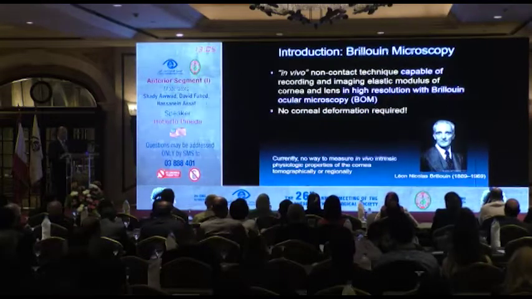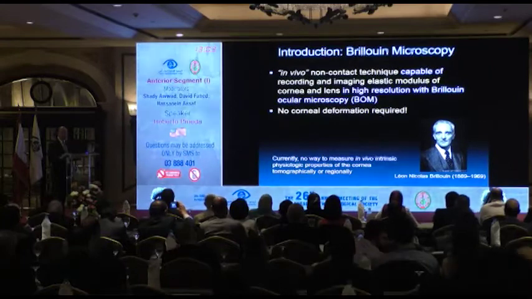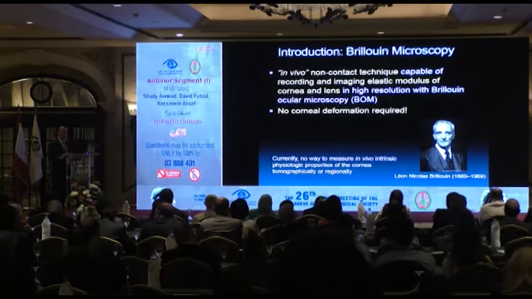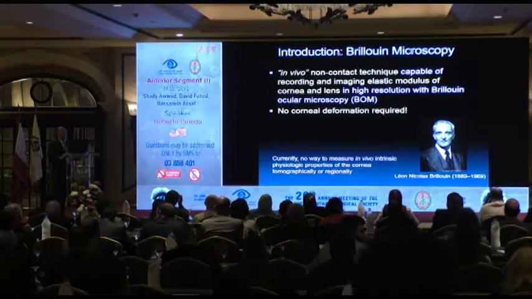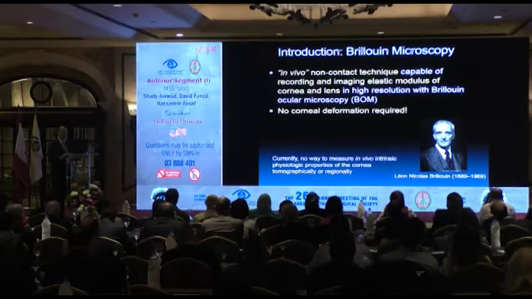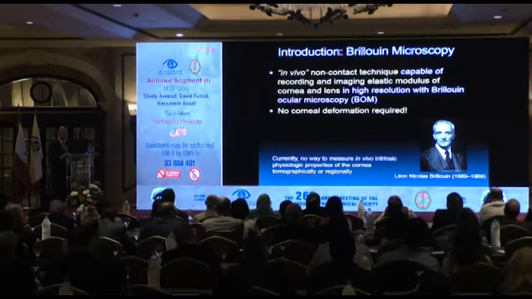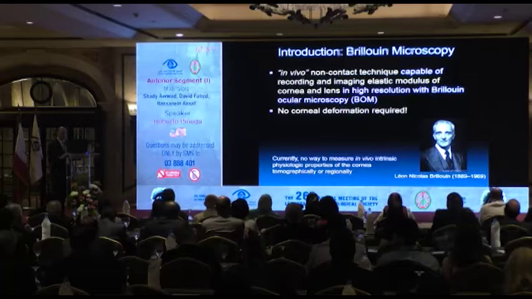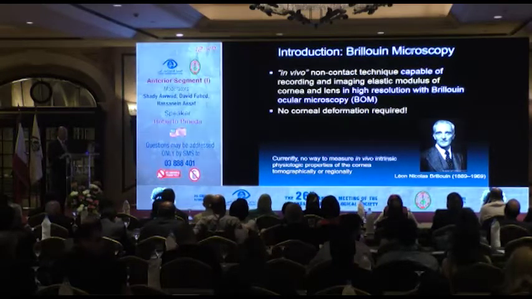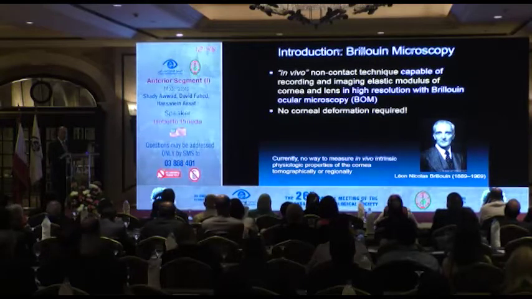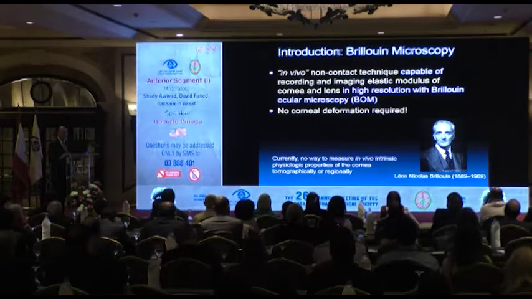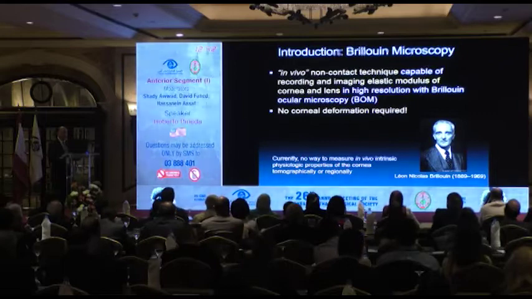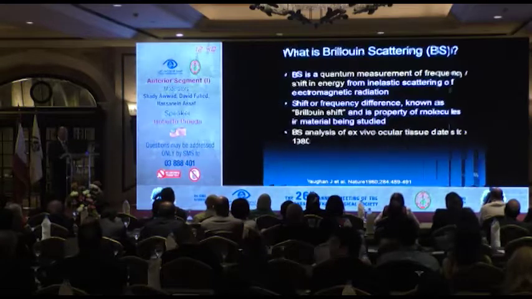So as I mentioned before, I've been working with a group of optical physicists to develop a device called Brillouin microscopy. It's a non-contact technique capable of recording and imaging the elastic modulus of the cornea and the lens in high resolution, and it does not require deformation of the cornea. There's currently no way to measure in vivo the intrinsic physiologic properties of the cornea, either tomographically or regionally. This is very interesting technology.